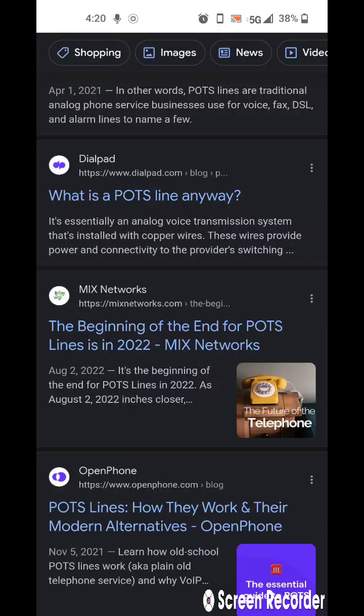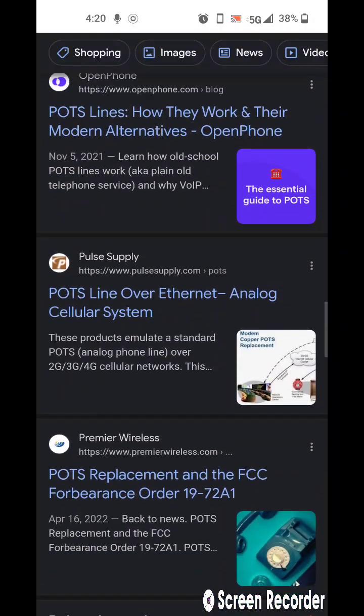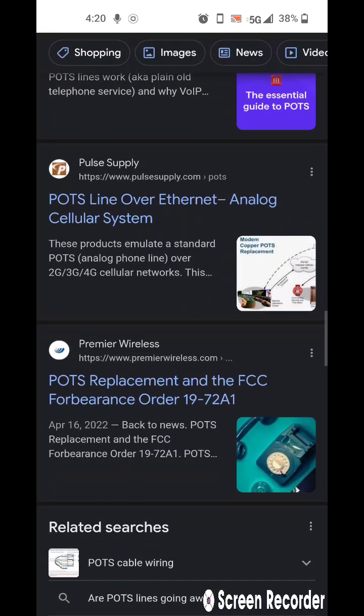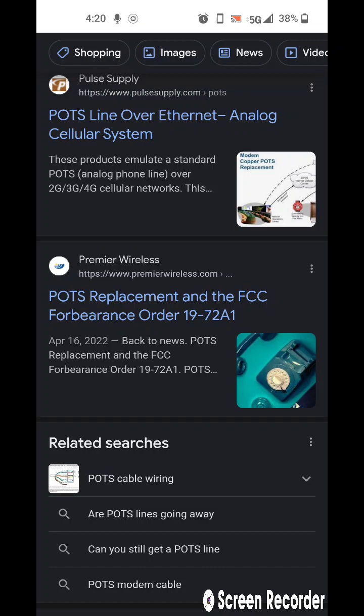I told you guys this was happening. No one ever, like, whoa, come on, that's way out, Simon. POTS line, how they work and the modern alternative. They are giving alternatives in November 5th of 21. POTS lines over Ethernet, analog cellular system. So POTS replacement and the FCC forbearance order 19-72A1. Okay, there it is there. April 16th, 2022.